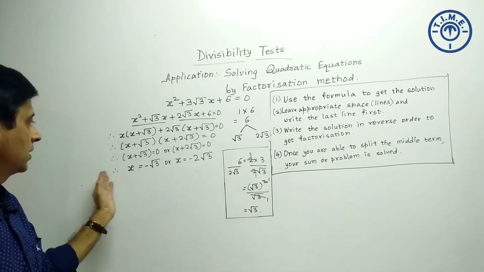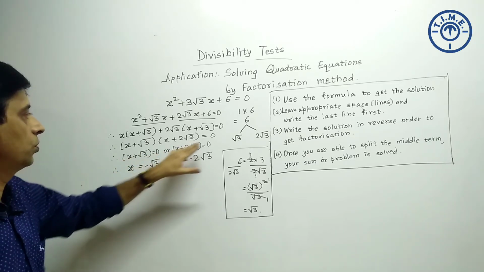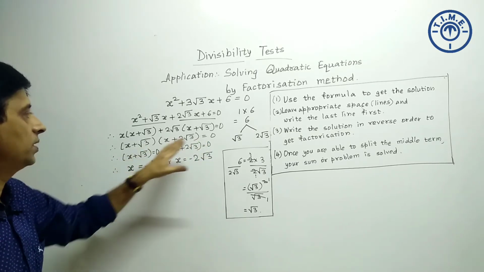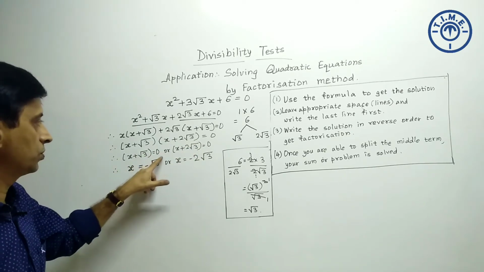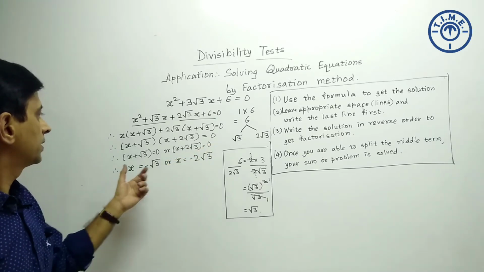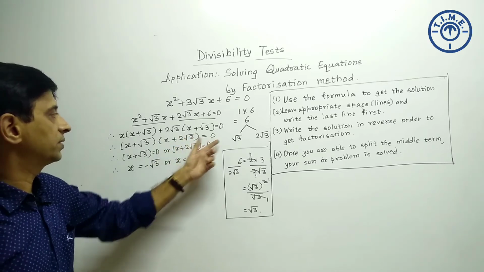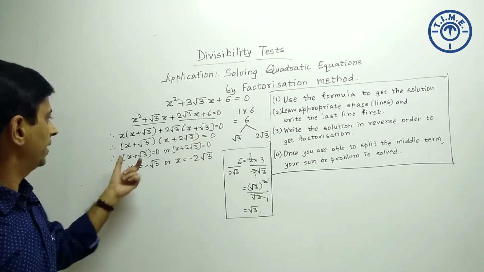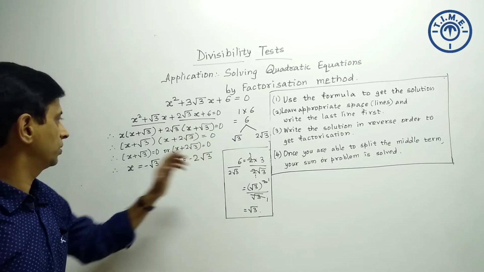Now just transpose this to the other side so that you get 0 on the right hand side for both the small simple equations. So x plus root 3 is equal to 0 or x plus 2 root 3 is equal to 0. Now just combine these two and equate it to 0. So it will be x plus root 3 into x plus 2 root 3 is equal to 0.